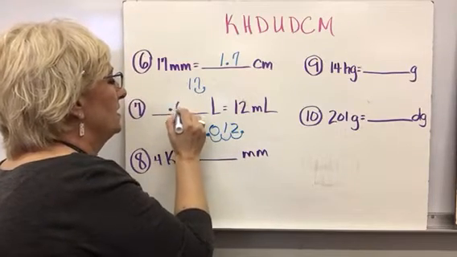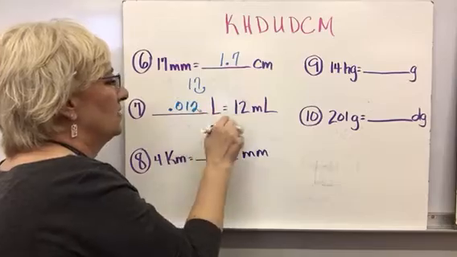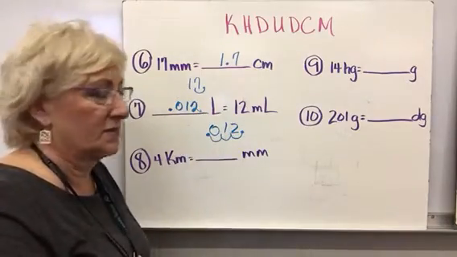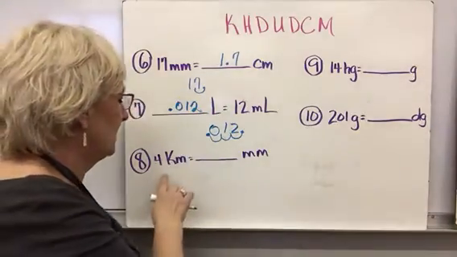So it's going to be 0.012 liters is equal to 12 milliliters. Okay, sorry about confusing you there if I did.